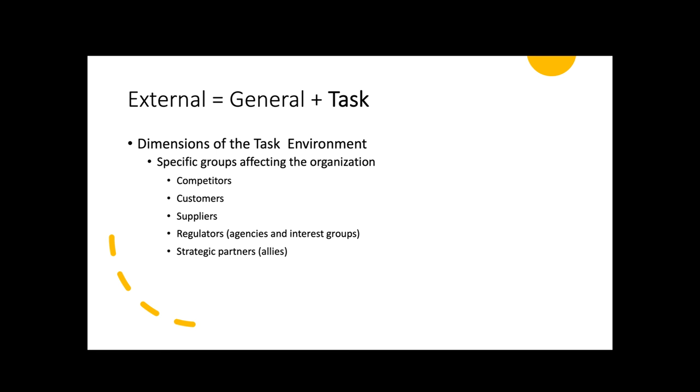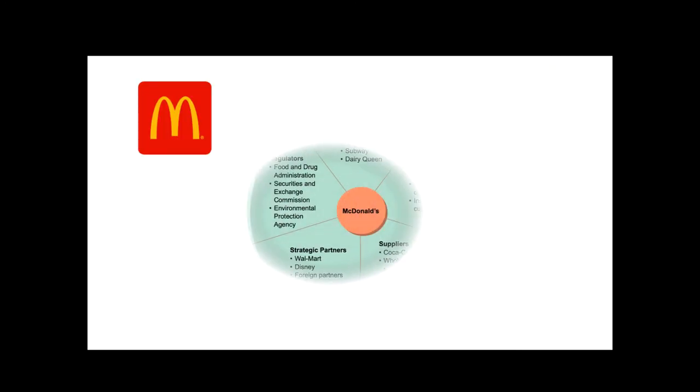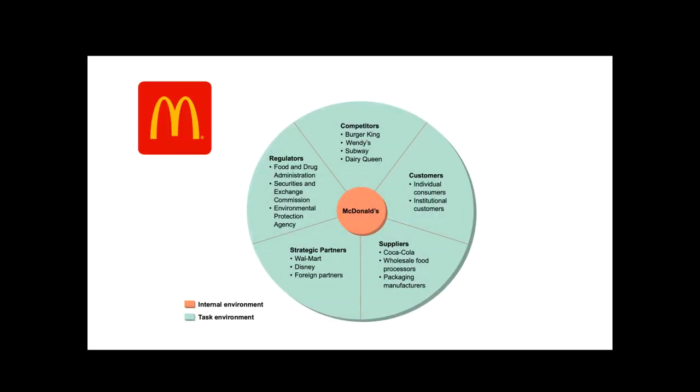Well, that's the general portion of the external environment. Let's consider the task environment. Those are specific groups affecting the organization through direct contact, shall we say. Groups like competitors and customers and suppliers and strategic partners and regulators. And so here again is an illustration from the McDonald's Corporation.